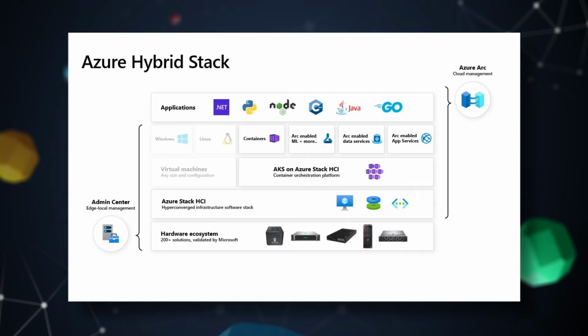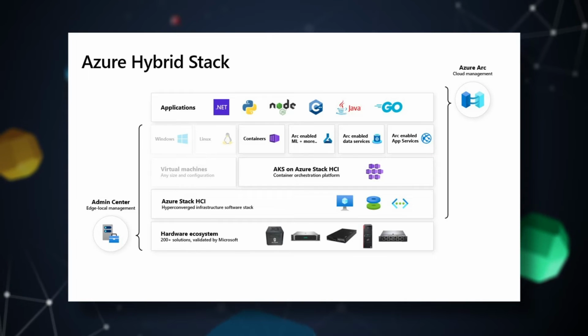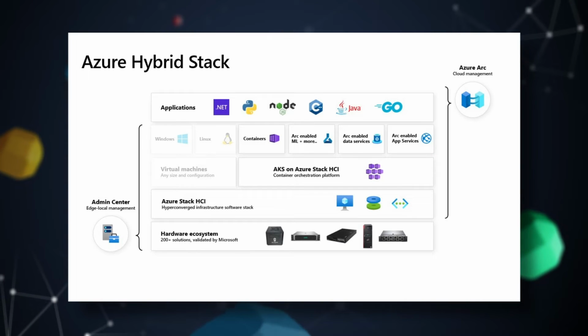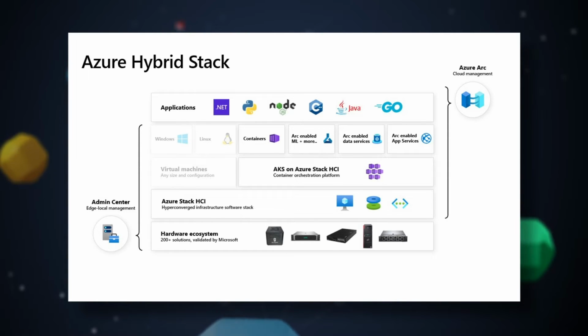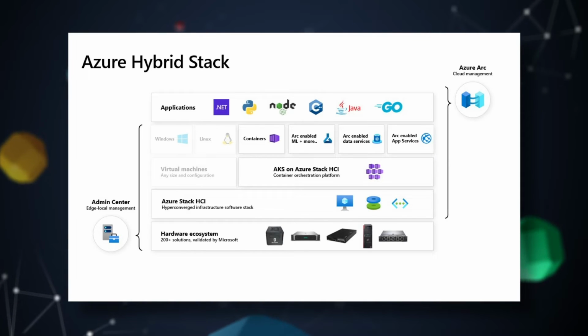So let's go through the high level architecture so that you understand where data services fits in. When you look at this diagram, there's the hardware ecosystem of our close partners that are building various form factors and various performance, compute and network capable underlying infrastructure, or hyperconverged infrastructure, that's validated by Microsoft.